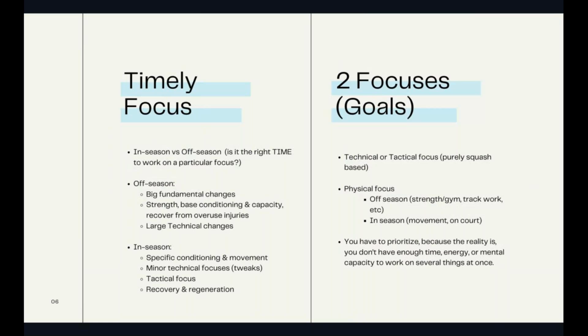So if you're out of season, you can make general changes off the court, like strength or go to the track or cycling. And then in season, you want to make these conditioning or physical changes mostly on the court, and mostly movement based. So this is where you're going to be doing a lot more ghosting, and we're going to get into that later.